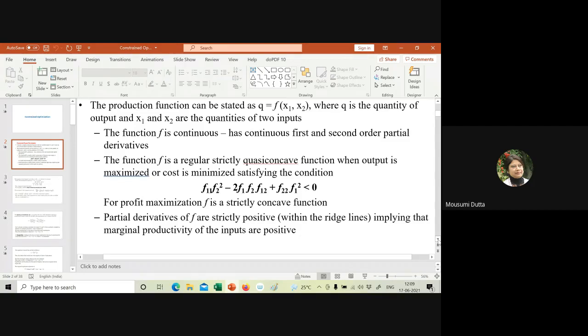Partial derivatives of f are strictly positive within the ridge lines, implying that the marginal productivity of the inputs is positive. Within the two ridge lines, the marginal productivity of the two inputs is positive. In the case of the utility maximization exercises, we considered that for the goods, marginal utilities are positive. Here we are considering that within the bounds of the ridge lines, the marginal productivity of the inputs is positive.